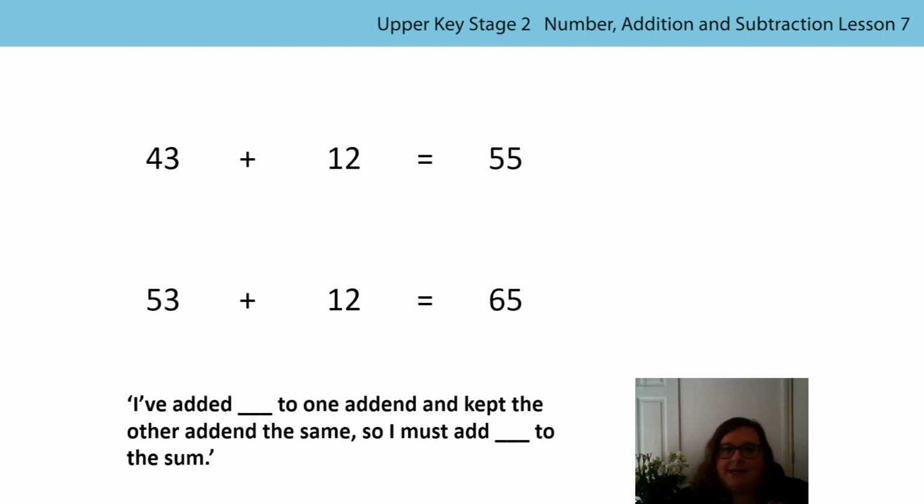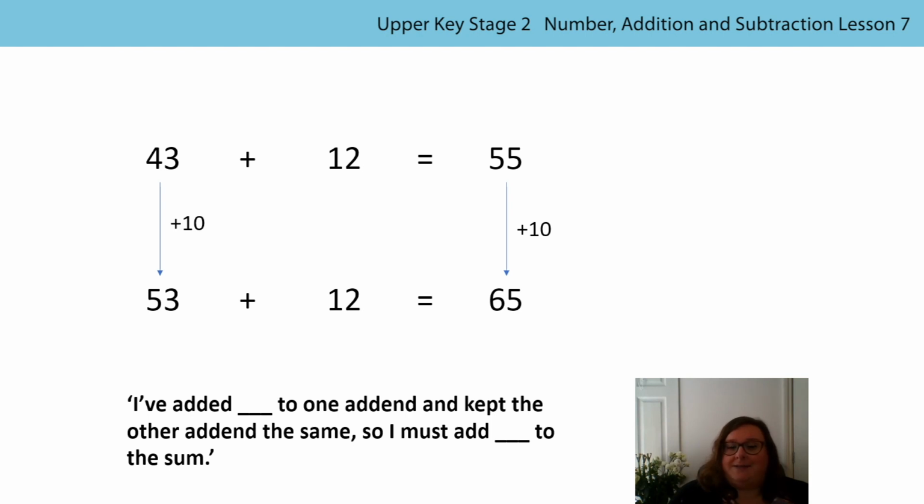I can see that this addend 43 has changed to 53. The ones digit's still the same. Can you see where there is change though? Yes, that's right. The tens digit has changed. I can see that my 4 tens have increased to 5 tens. So that's an increase of 1 ten. My 12 has stayed the same. And my sum, I've still got a ones digit of 5, but my tens digit has changed from 5 to 6. So that's also an increase of 1 ten.